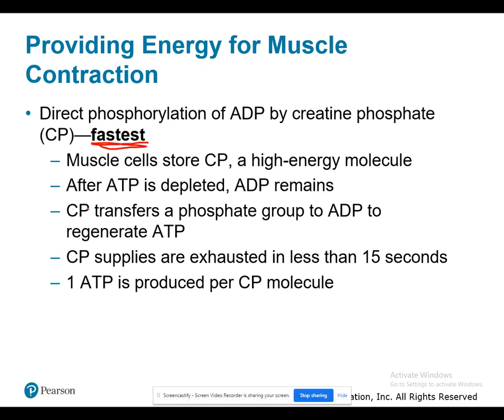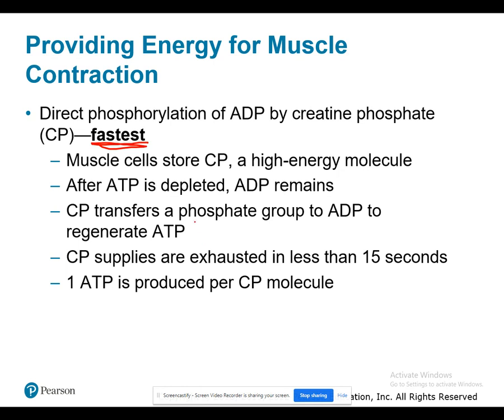The creatine phosphate located within those muscle cells transfers a phosphate group that it has onto ADP. So ADP, di means two, receives a phosphate. So now I have three, and it becomes ATP.